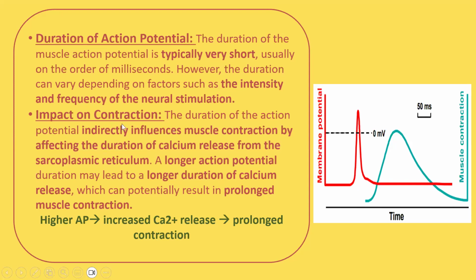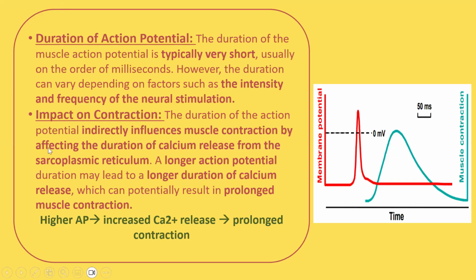How does this impact the contraction? Why does an action potential impact the contraction of a muscle? Because when a depolarization wave comes, it will go through the T-tubules, it will cause calcium release, calcium will go bind to troponin, and the cross-bridge cycle happens.